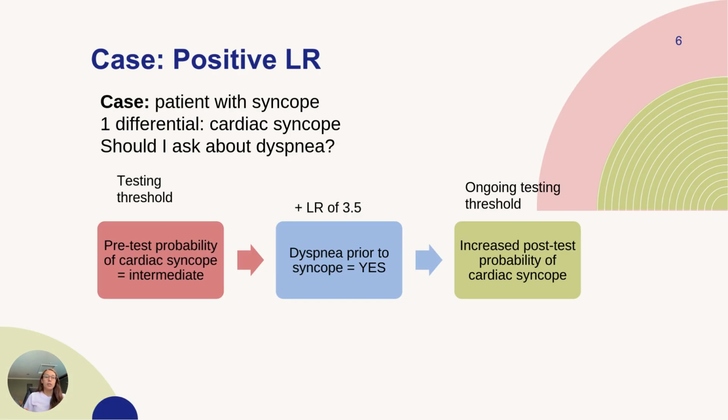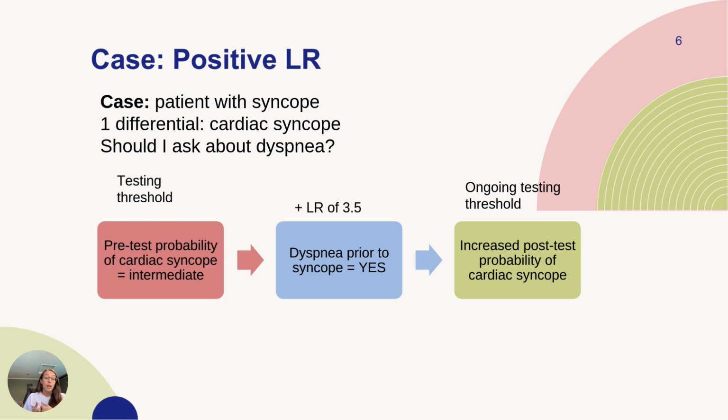So let's say you're seeing a patient with syncope, they fainted. One of your major differentials, of course, is cardiac syncope. So could an underlying cardiac condition or disease have caused that syncope? Because that's one of the most important conditions we want to rule out. So you ask yourself, okay, I'm asking my history questions. Will asking about dyspnea really change my post-test probability? Well, let's see. You're at this testing threshold where let's say we have an intermediate pretest probability of cardiac syncope. Let's say the person fainted while they were exercising. That's a huge red flag.